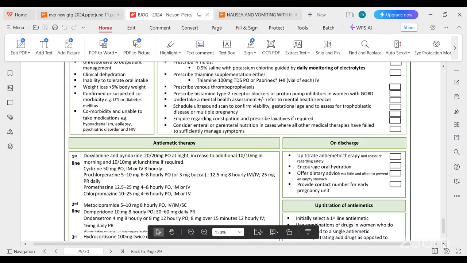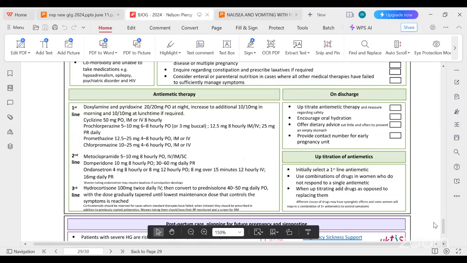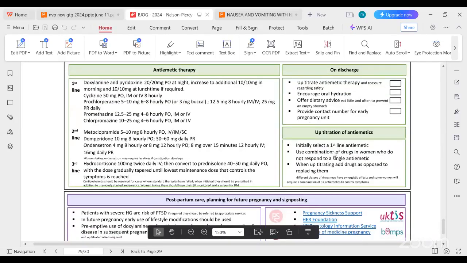Okay, so up-titration: first line, then if not responding, add the second line, and when up-titrating, add drugs as opposed to replacing them.